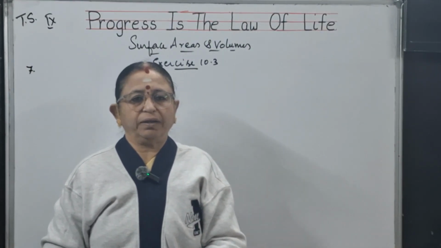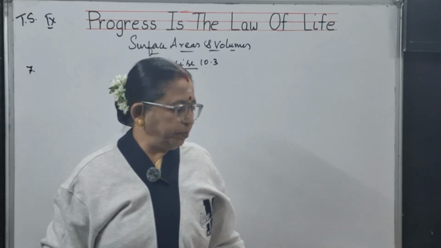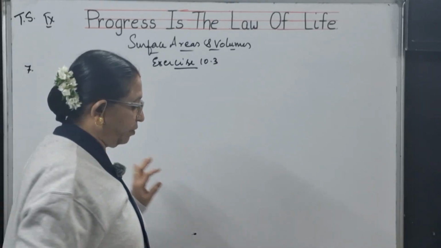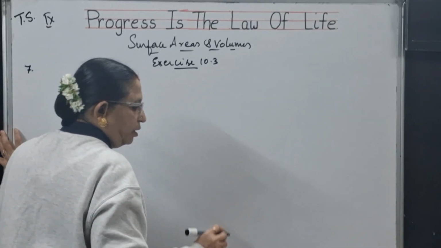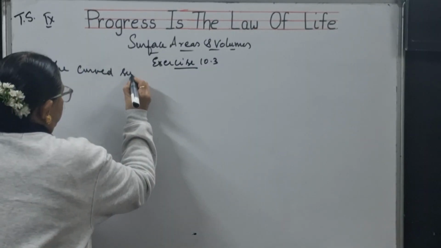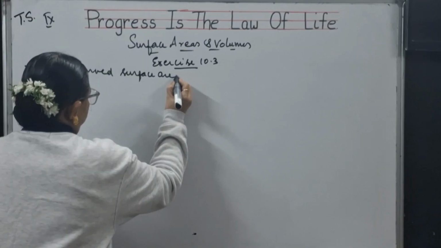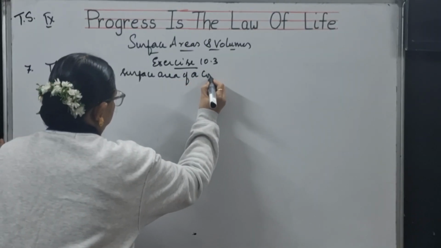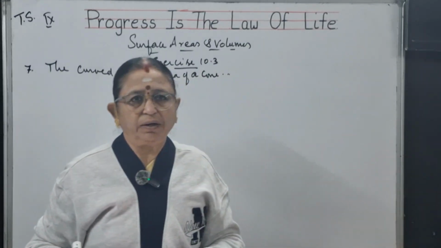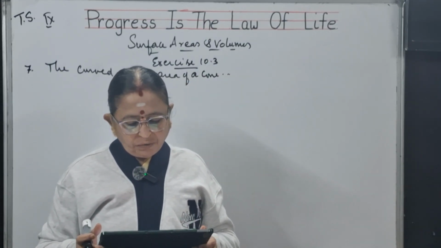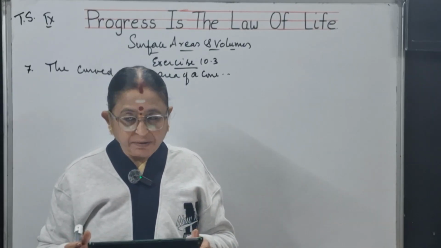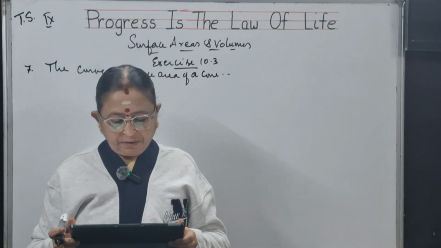Now I am dealing with 9th class maths, surface areas and volumes. In exercise 10.3, I have already done 6 sums. Now the 7th one. The problem is like this. The curved surface area of a cone is 1159 5/7 square centimeters, and the area of its base is 254 4/7 square centimeters.